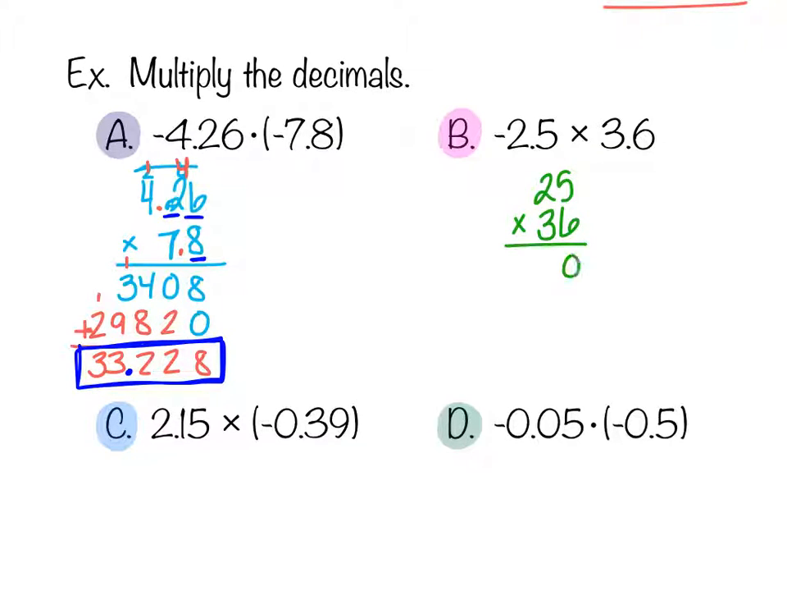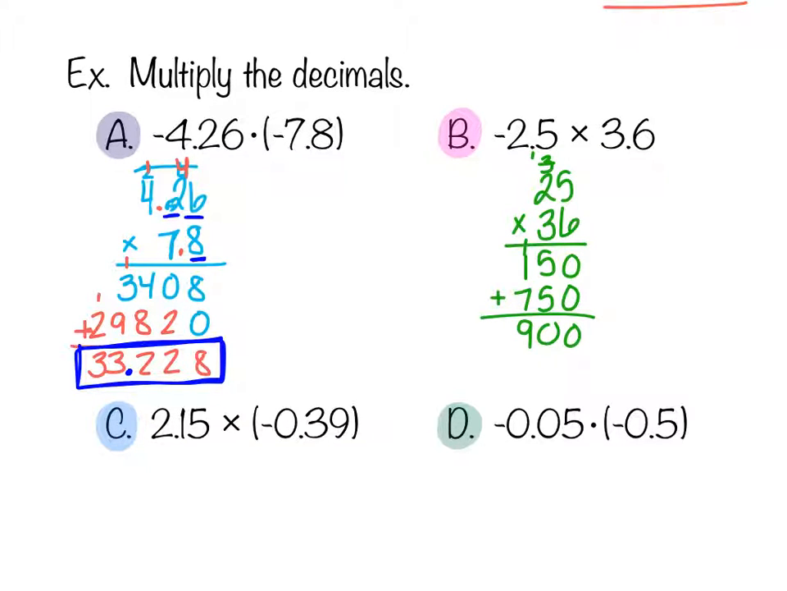6 times 5 is 30. Carry the 3. 6 times 2 is 12, plus 3 is 15. Drop down a 0. 3 times 5 is 15. Carry the 1. And 3 times 2 is 6, plus 1 is 7. We're going to add those up to get 900.